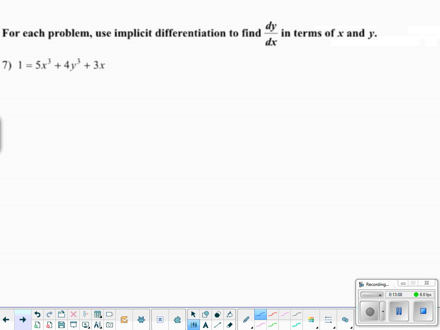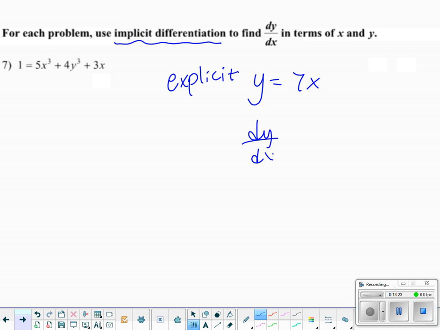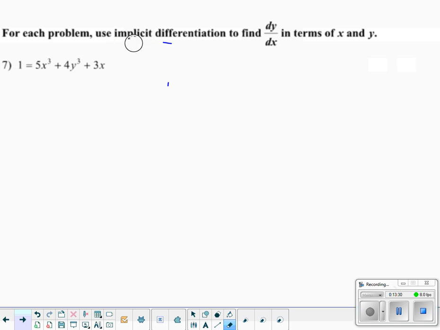Number 7, for each problem, use implicit differentiation. Remember, implicit differentiation is used when we don't have an explicit equation like y equals 7x. I can take its derivative so easy, dy/dx equals 7. Super easy. But implicit equations have x's and y's intermixed in their equation. If it were super easy, I might try to solve for y, but I see this cubic, and that's going to make things a little bit interesting.